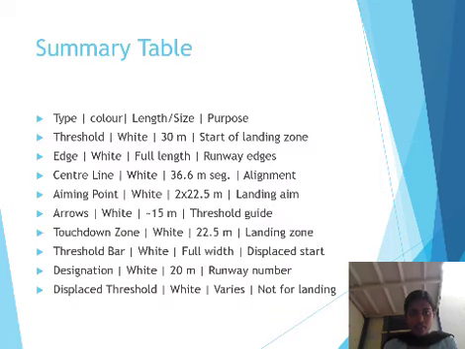Next is a summary. The summary covers all points: types, threshold, and edge lines, center line marking, aiming point, arrows, touchdown zones, threshold bar, designation, displaced threshold.